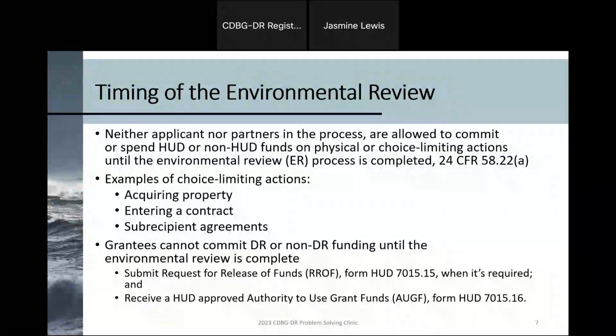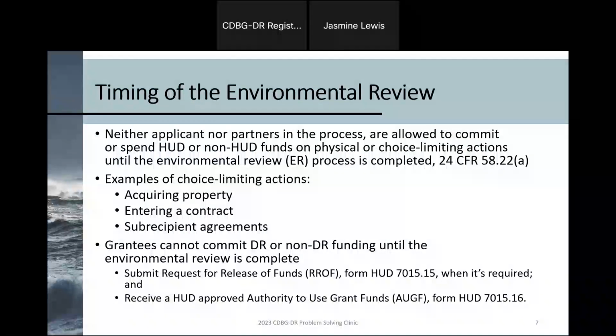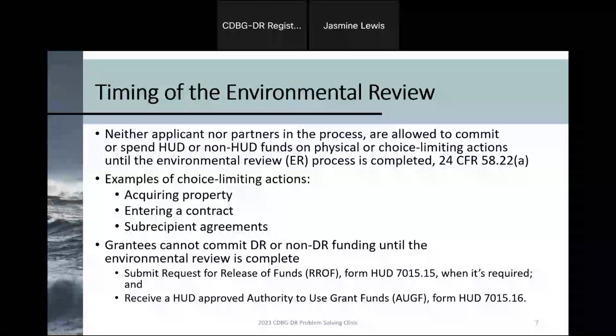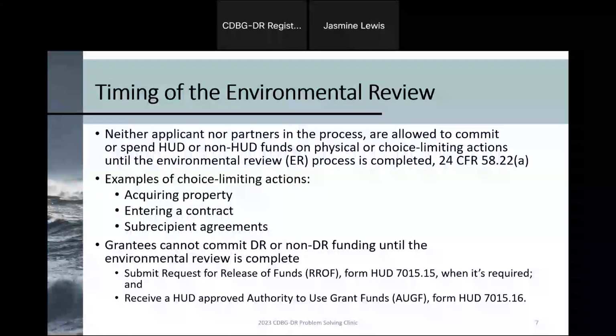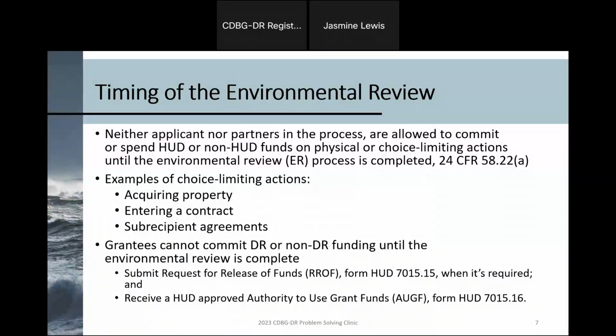HUD regulations at 58.22 specify that environmental review must be performed before any funds, regardless of source, are committed to the project. The requirement for not committing or spending funds applies not only to you as a grantee and your partners, but also individuals, developers, state and local entities that are requesting assistance. This could include other departments within your jurisdiction that are also receiving CDBG assistance from you. They would be subrecipients, and they too cannot commit or spend funds until the environmental review has been completed.